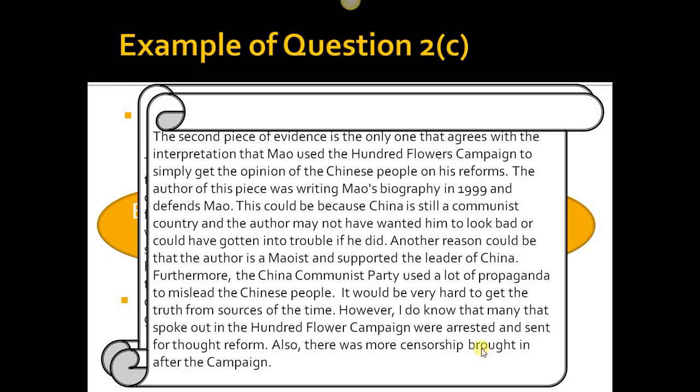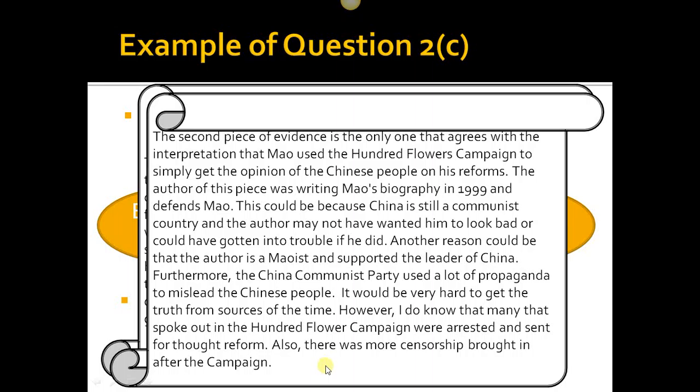This could be because China is still a communist country and the author may not have wanted him to look bad or could have gotten into trouble if he did. Another reason could be that the author is a Maoist and supported the leader of China. Furthermore, the China Communist Party used a lot of propaganda to mislead the Chinese people. It would be very hard to get the truth from the sources of the time. However, I do know that many that spoke out in the 100 Flowers campaign were arrested and sent for thought reform. Also, there was more censorship brought in after the campaign.